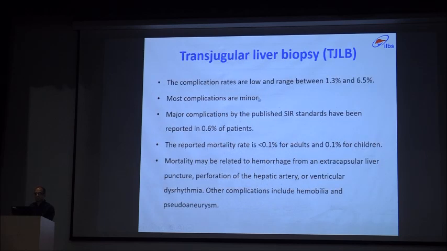The second most common procedure done in the liver is the transjugular biopsy. It is safer than the percutaneous liver biopsy. However, major complication in transjugular liver biopsy is approximately 0.6% according to standard SIR guidelines, and mortality is less than 0.1%. And this mortality is directly correlated with hemorrhage, if it occurs from extracapsular liver puncture or perforation of the main hepatic artery. So if this condition arises in a transjugular liver biopsy, then also angioembolization is a life-saving procedure.